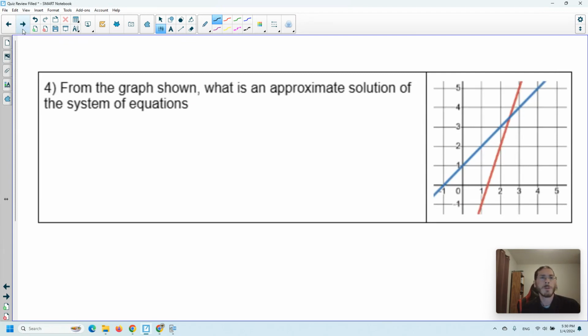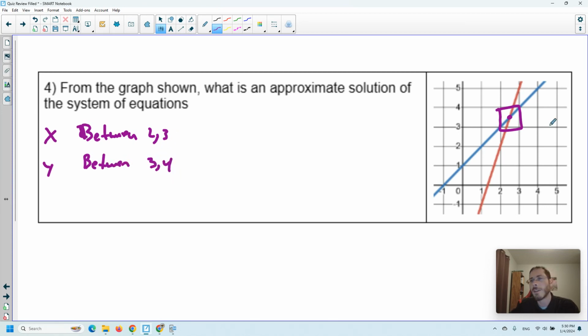All right, for 4, from the graph, what's an approximate solution to the system of equations? So we're just kind of making a guess. So this time we don't have any equations. We just have to guess where the solution is. So again, we can kind of realize that the solution is in this box because the solution is right here where they connect. So we can make a guess. So in X, it's got to be something between 2 and 3. And then in Y, it's going to be somewhere between 3 and 4.